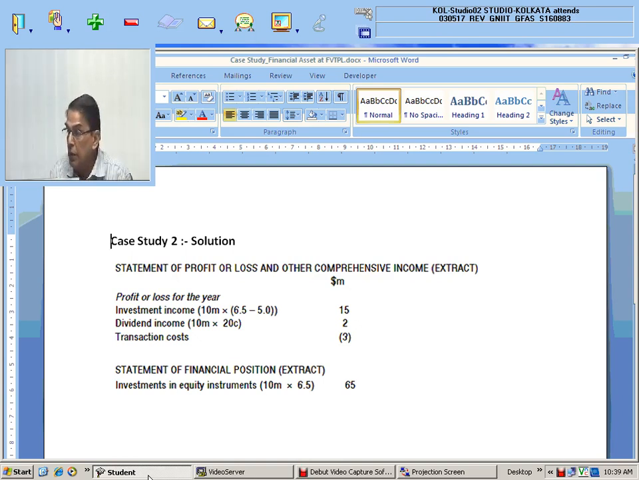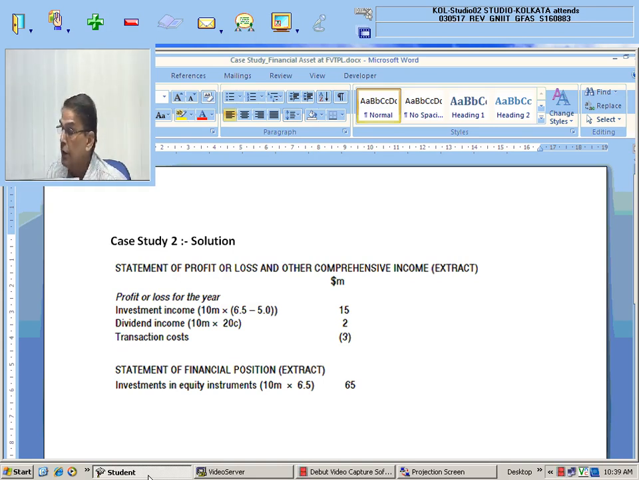So the initial measurement will be 10 million into $5 per share, so 50 million, that will be the initial measurement. Subsequent measurement will be 65 million, 10 million into 6.5. The difference will be transferred to the profit and loss account as an investment income. So 10 million into 6.5 minus 5.0, 15 million.